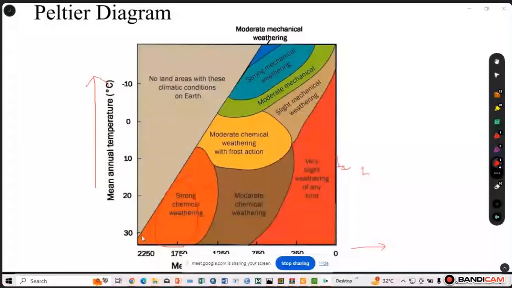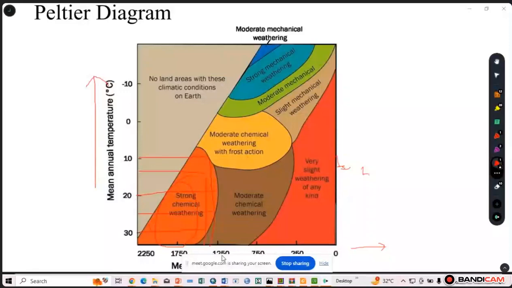As you see, this is the place where the temperature is high and the precipitation is high. What happens in this area? This area is favorable for strong chemical weathering. That means the area which receives the highest rainfall and the highest temperature is best suited for strong chemical weathering.